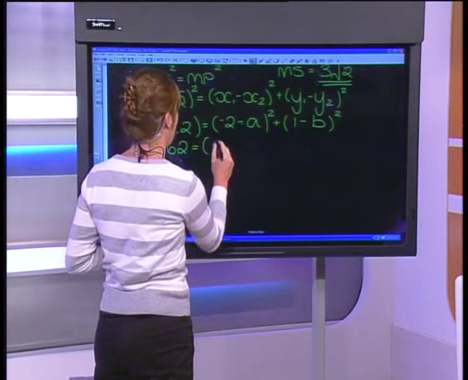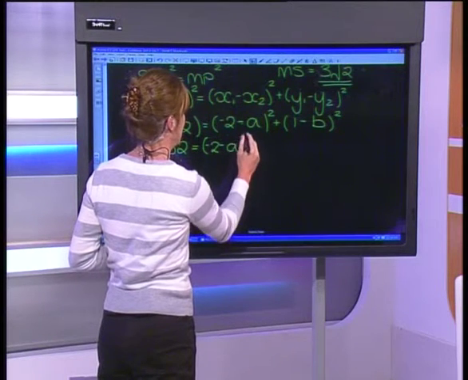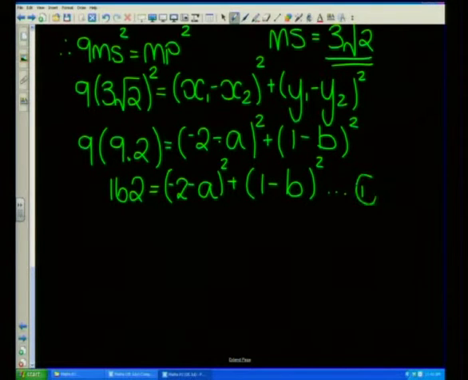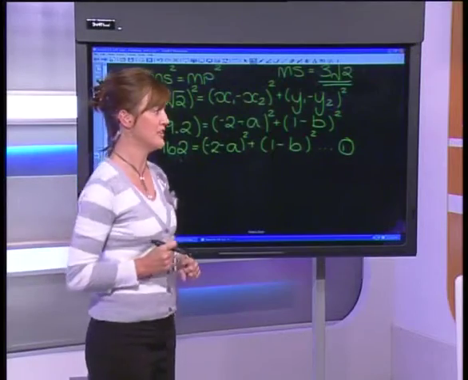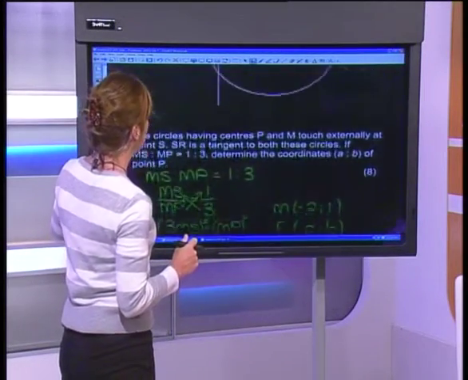So just for now, I am going to keep that as negative 2 minus a squared. And I'm going to keep that as 1 minus b squared. And this is what I'm going to call equation 1. All of that work just for equation 1, okay? Okay, so we've got equation 1.